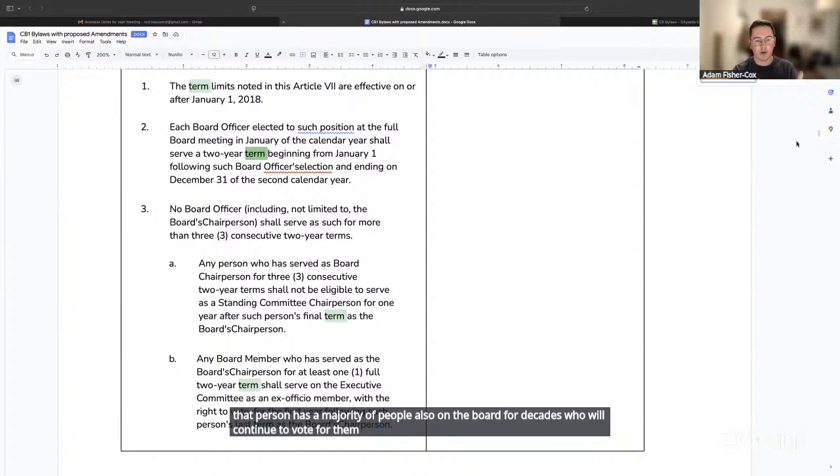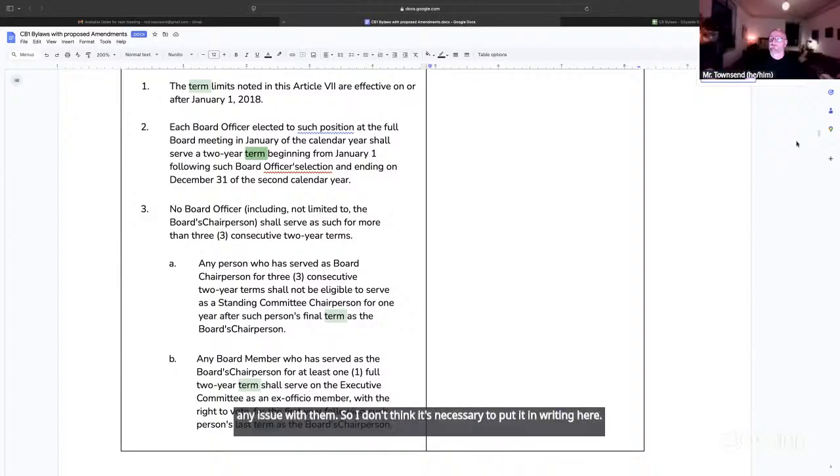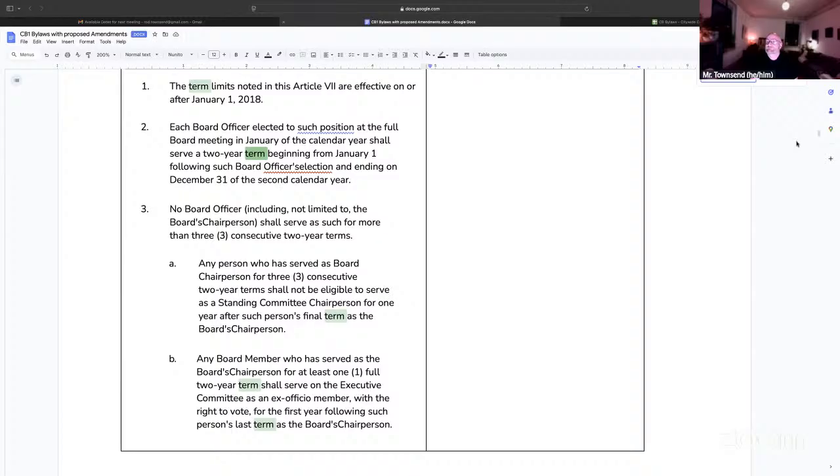And as the board itself turns over, I think we can expect that the chairperson would too if there was any issue with them. So I don't think it's necessary to put it in writing here. Go ahead, sorry. Okay, thank you.